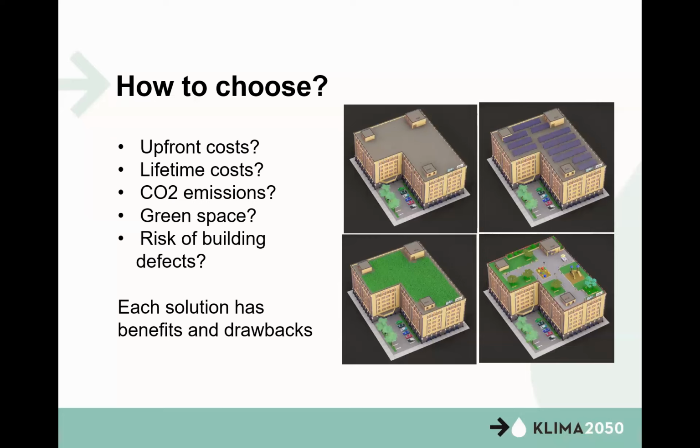The CO2 emissions, similar story. You're paying back your CO2 costs with exporting electricity. But that means that you also might have to have a concrete tank somewhere to store the rainwater. And of course, the risk of building defects should always also be considered. It goes into the lifetime costs. What happens if you need to repair here? You have to organize quite a lot, take away the plants, repair the hole, put the plants back, and so on. So each solution has benefits and drawbacks.